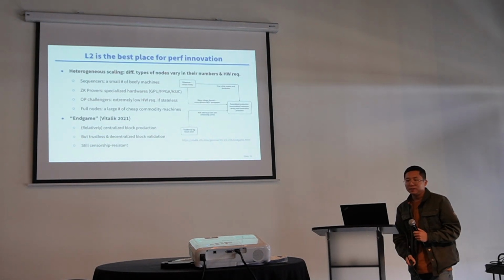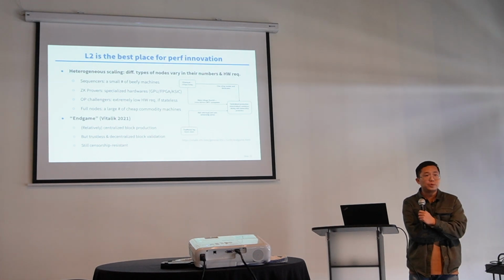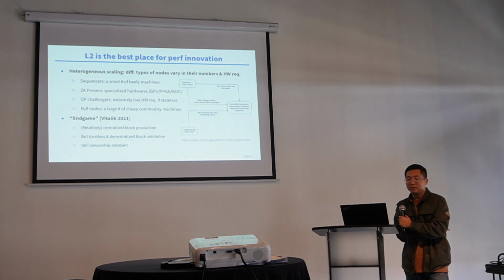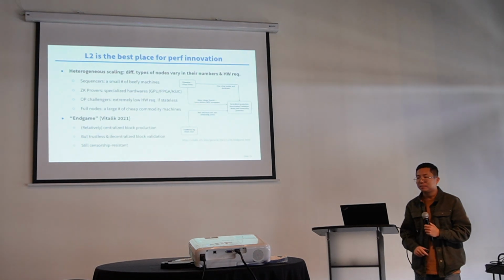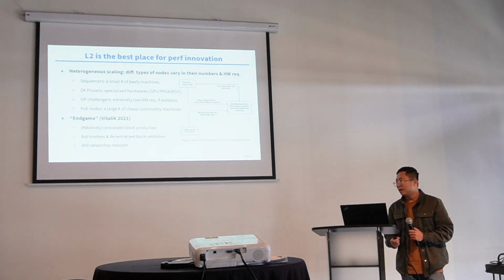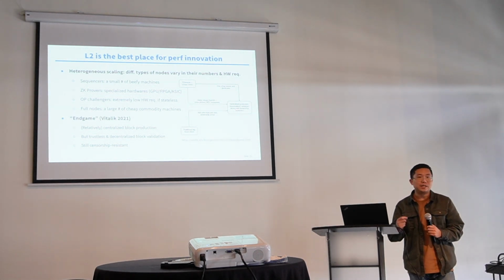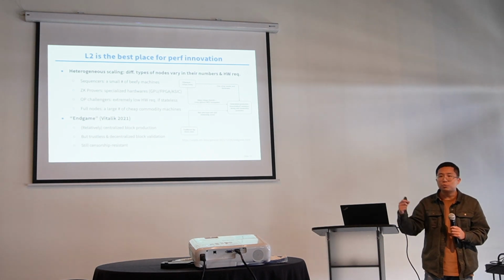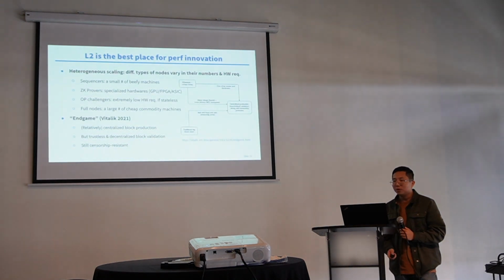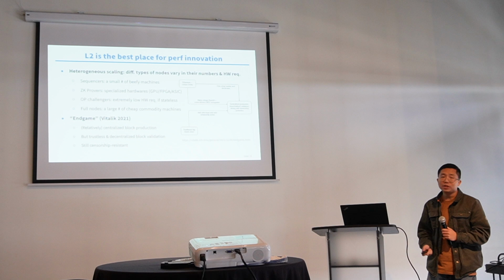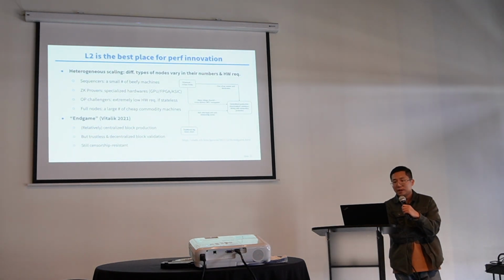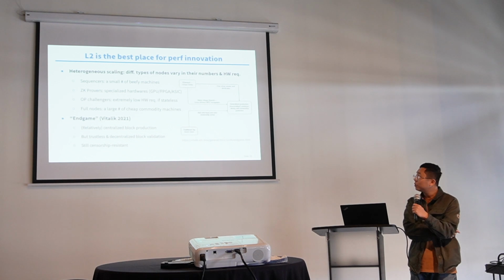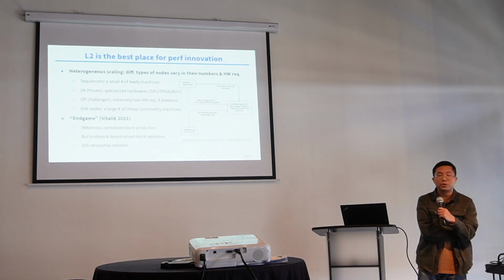So at MegaETH, our belief is that L2 is actually the best place for performance innovation. Why? Because L2 enables the so-called heterogeneous scaling. That is, different types of nodes can vary significantly in their numbers and in their hardware requirements. For example, at L2, you only need a small number of sequencers, so you can afford to run them on very beefy machines. And if you're doing ZK rollups, then prover nodes will have to run on specialized hardware anyway.